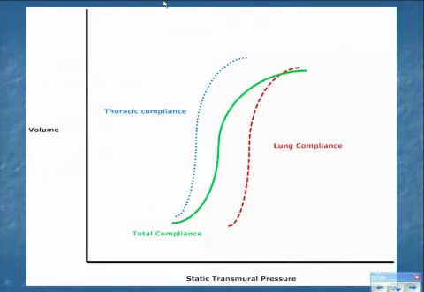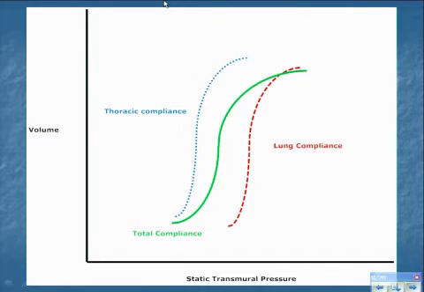Okay, this is a compliance curve. The compliance curve in green is what we normally see in a textbook. That green line is made up of two different compliances: the thoracic compliance and the lung compliance. The thoracic compliance is, of course, the ribs that are trying to come out at all times, and the lung compliance in the red line is the lung trying to collapse inwards. The green line is the actual total compliance line that's made up of these two. Not static conditions.